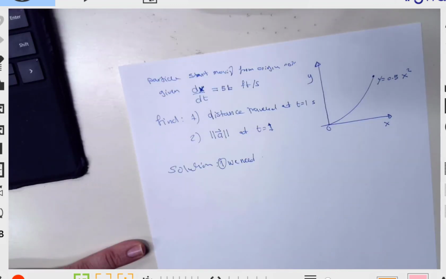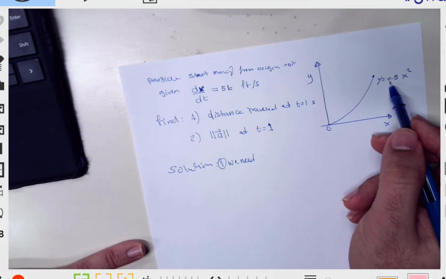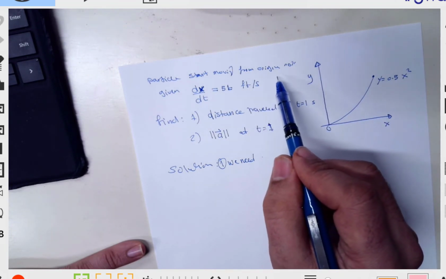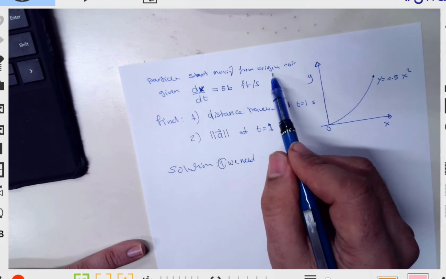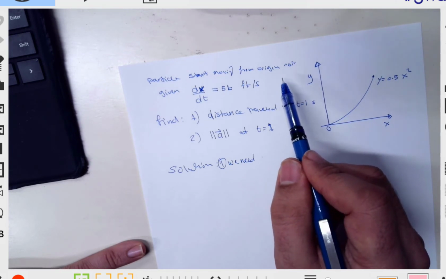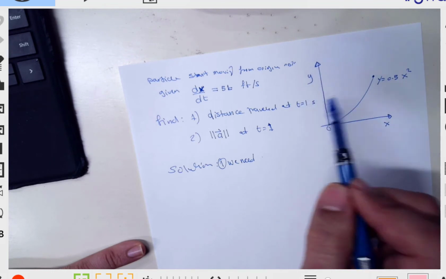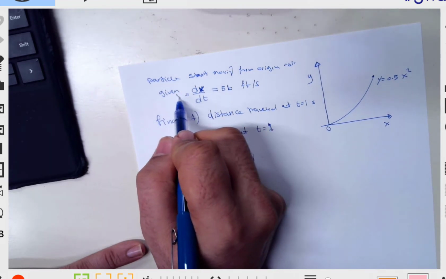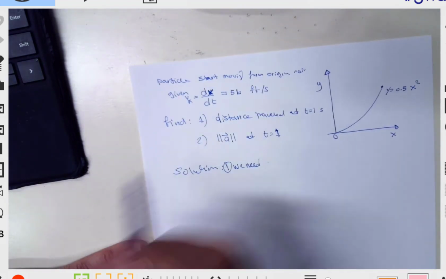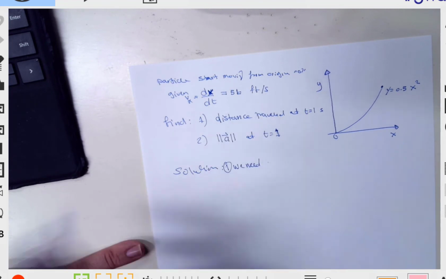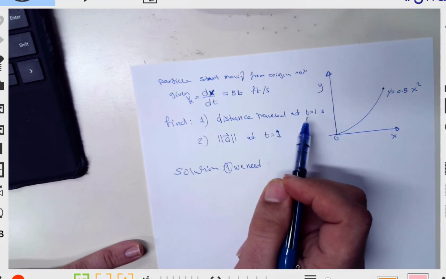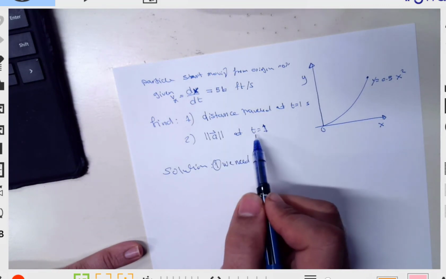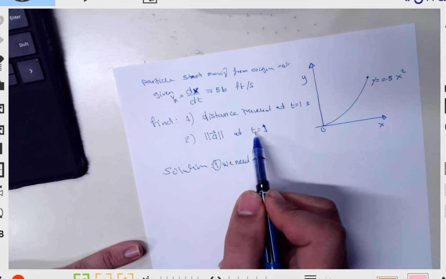Okay, let's take this example. We have a particle moving along a path y equal to 0.5 x squared. This particle starts from a rest position, and it starts from the origin, meaning at time equal to 0, x and y and z equal to 0. Also given to us is that the velocity component in the x direction is 5t feet per second. We want to find the distance traveled at time equal to 1, and also the magnitude of the acceleration at time equal to 1.